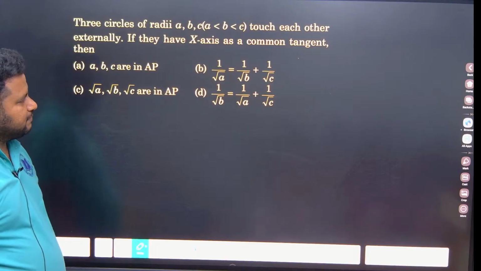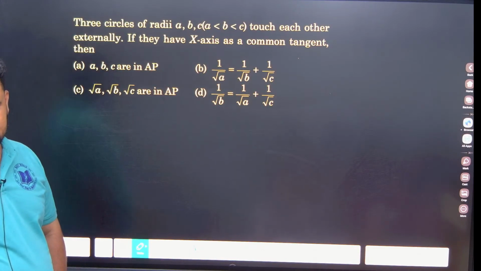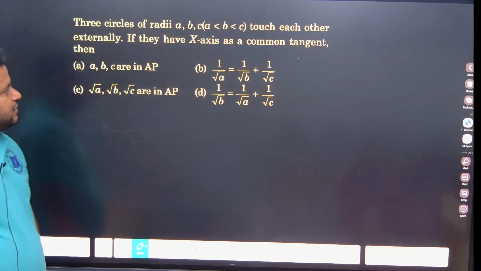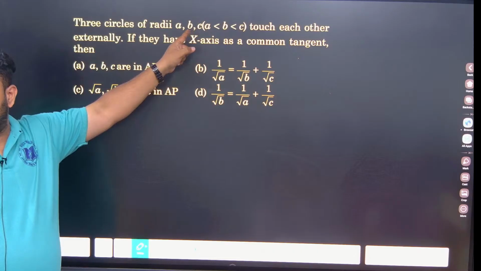1 by root B is equal to 1 by root A plus 1 by root C. What is the answer? Everyone please think. This is same as the previous concept. If you are talking about these 3 circles of radii, which is the smallest circle radii here? A is the smallest radii.